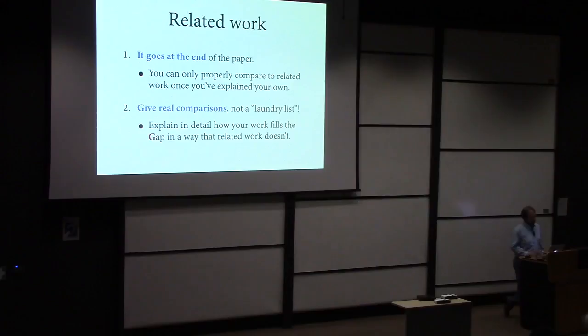The other thing is you should give real comparisons. The classic thing is a laundry list where you just say, I really need to cite these people, so I cite their paper and sort of rewrite their abstract as a paragraph. The reader does not want to see that. It really annoys me when I read papers like that, and it makes me think, well, they didn't really care about doing a proper comparison.